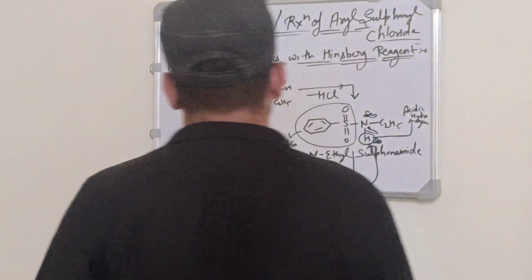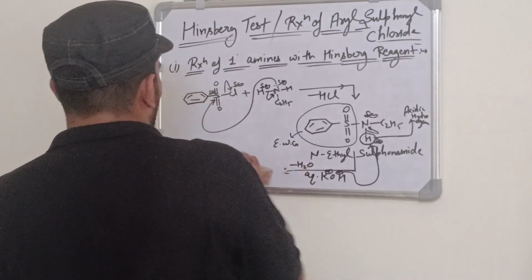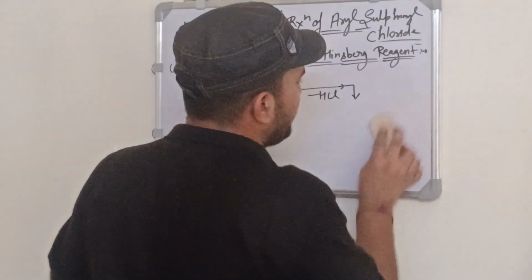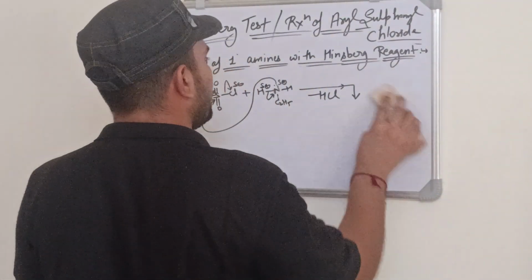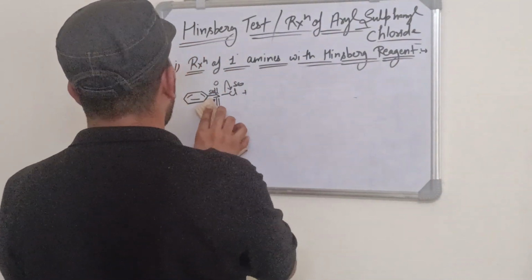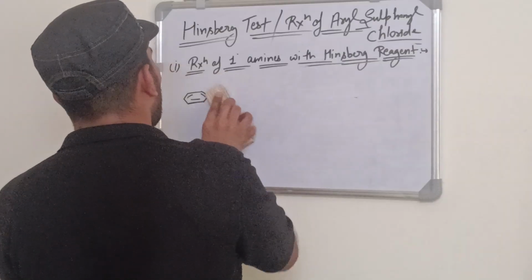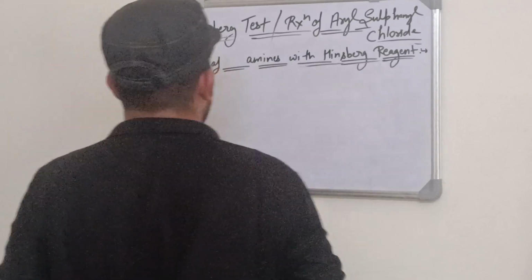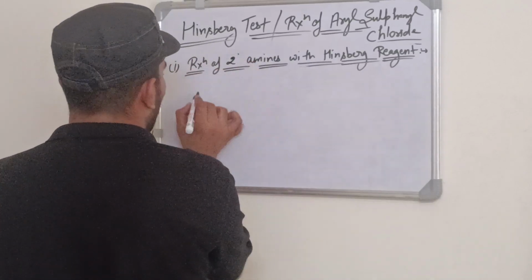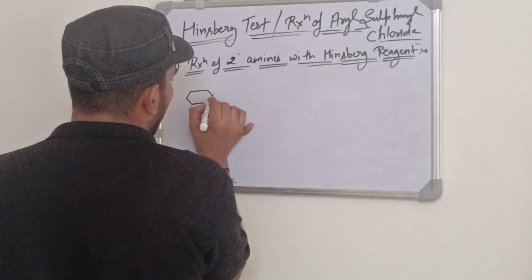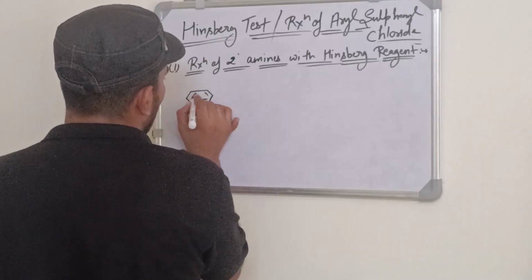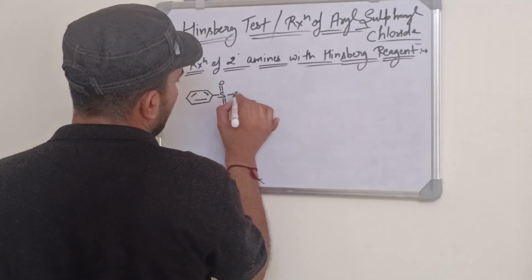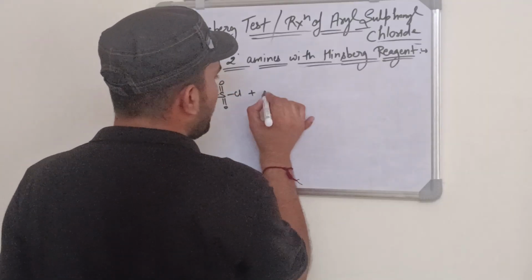Okay, now after this we will discuss the reaction of secondary amine with Hinsberg reagent. So we have a Hinsberg reagent, benzene sulfonyl chloride. It will react with secondary amine.